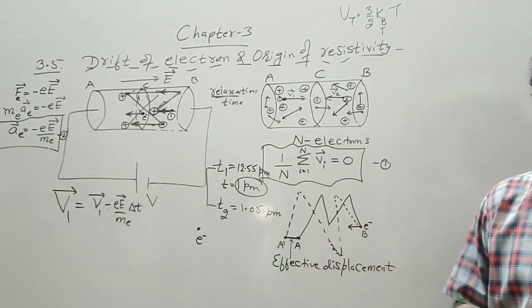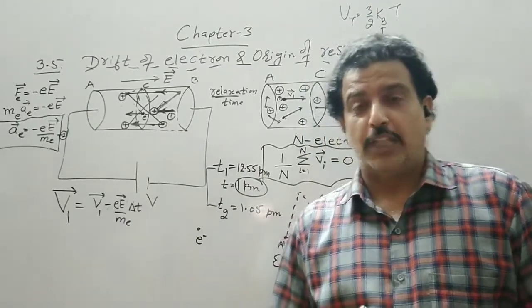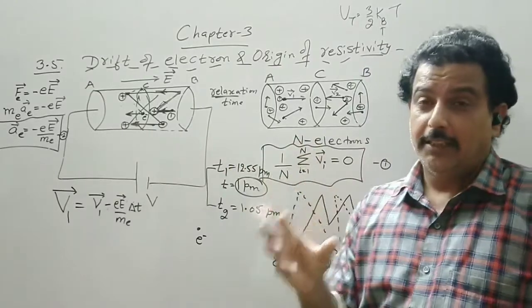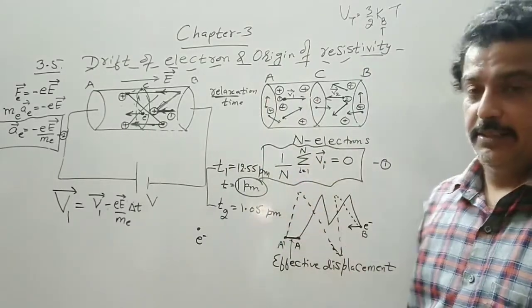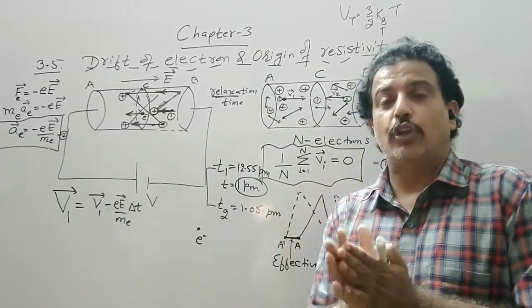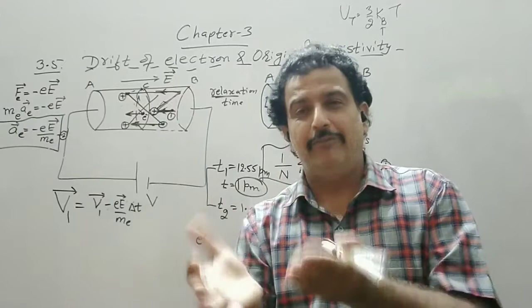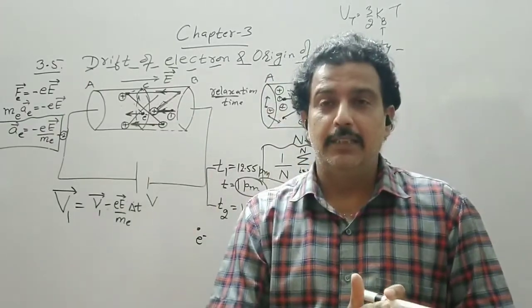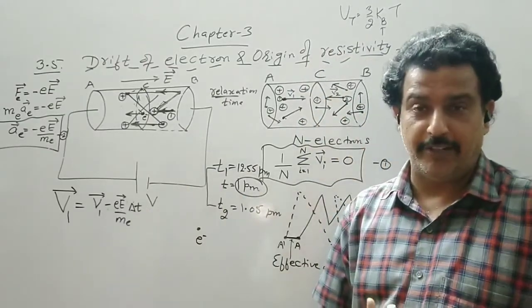Similarly, if I consider a second electron, now for the second electron's observation, it is not necessary that its relaxation time is 10 minutes. Some electrons will have a relaxation time more than 10 minutes. Some will have a relaxation time less than 10 minutes. So the relaxation times of the electrons will be different.